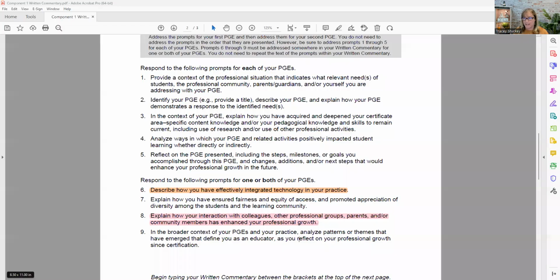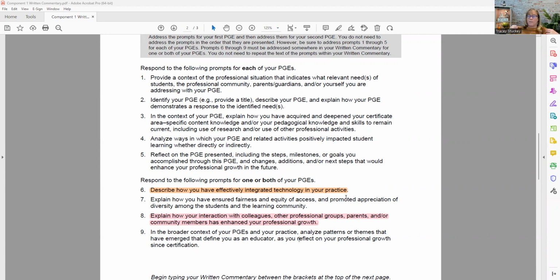Okay, friends, back to C1 one more time. Inside of component 1 are your 2 PGEs, and we are looking at question number 6 and question number 8. So number 6 is describe how you have effectively integrated technology in your practice.